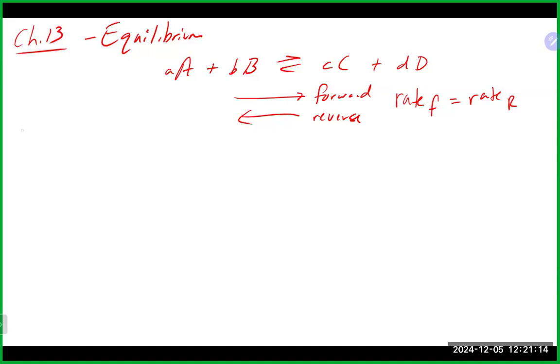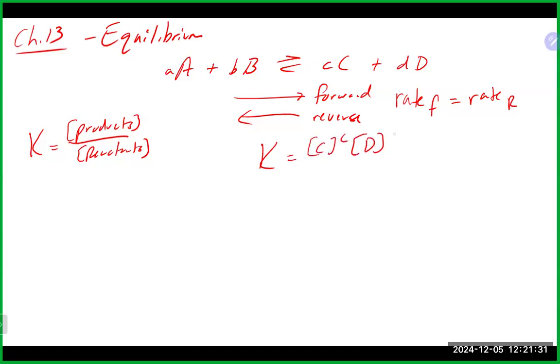You could write an expression for this, which is basically the concentration of our products divided by the concentration of our reactants. More specifically here, K would equal the concentration of C to the c, D to the d, divided by A to the a and B to the b. Remember that we do use the coefficients here for our equilibrium expression, and it is products over reactants. When we do it for concentration, this is sometimes referred to as our Kc expression, c for concentration.